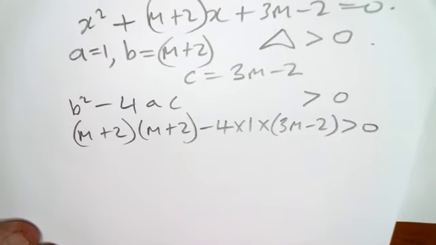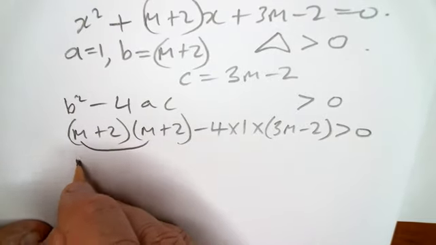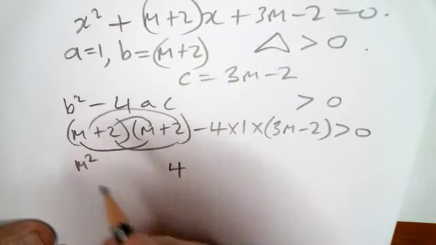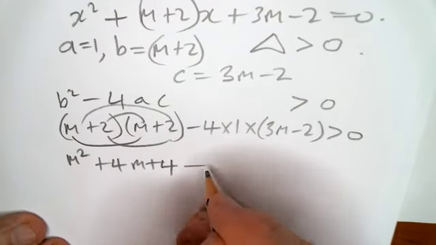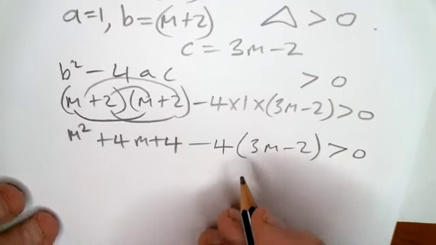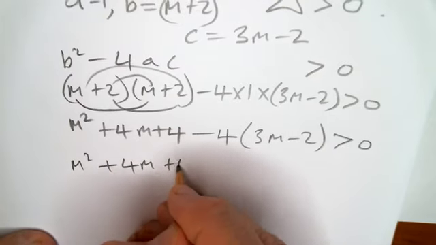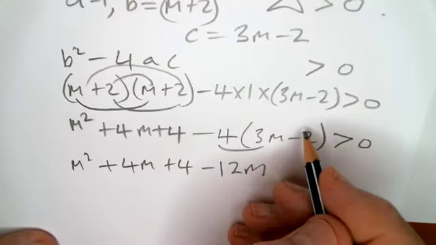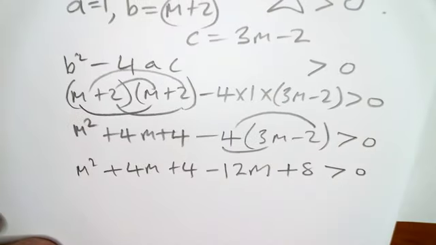All right, let's expand. We've got m times m, which is m squared, then 2m and another 2m, which is plus 4m, and plus 4. Minus 4 times 3m minus 2, I'm just going to expand this out here. So m squared plus 4m plus 4, then 4 3s are 12, so minus 12m, and negative 4 times negative 2 is plus 8, greater than 0.